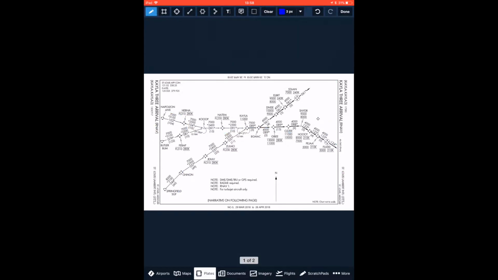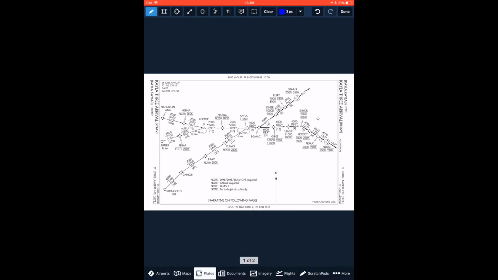Now, in order to find the STARs, you will need to look in the U.S. Terminal Procedures publication along with the instrument approach procedures and the departure procedures. They're all in there. Now, there are a couple different kinds of STARs. The first, what you see here in front of you, is a graphical STAR. This basically shows the route on a map.